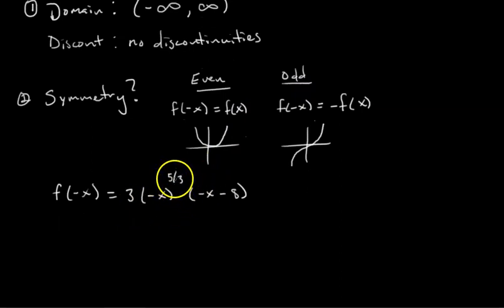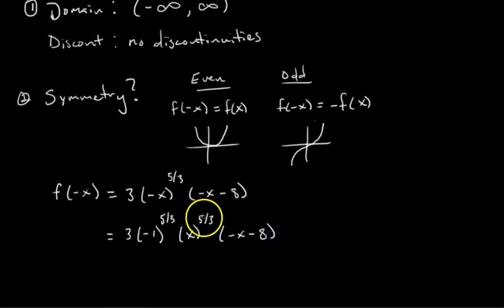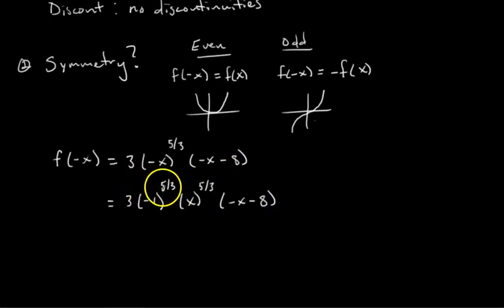So here, this part is the tough part. So let's split this into 3 times -1 to the 5/3 times x to the 5/3. And then we'll keep this negative x minus 8. And then what is negative 1 to the 5/3? Well, that's negative 1 to the power of 5, which is negative 1 times negative 1 times negative 1, 5 times. Since you're multiplying it by itself an odd number of times, it's going to be negative 1. So negative 1 to the 5th power is negative 1.